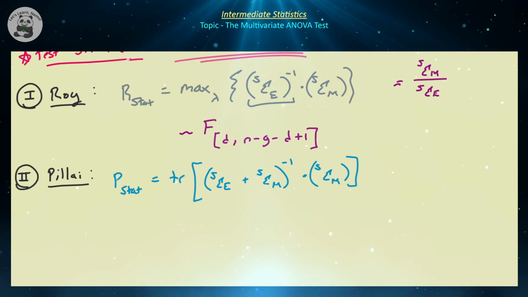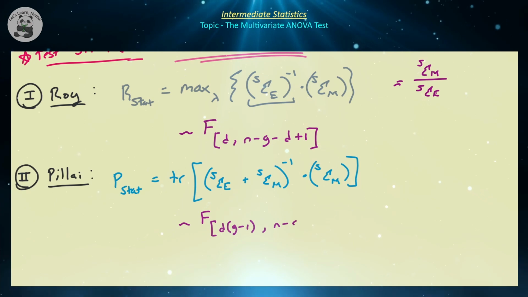So now we're looking at the sum of diagonal entries, which is almost like the sum of eigenvalues. So we're not just looking at the top, now we're looking at the sum. And one can show as long as multivariate normality is met, this is also going to be associated to an F distribution with slightly different degrees of freedom. Degrees of freedom being D, G minus 1, and then N minus G plus 1.